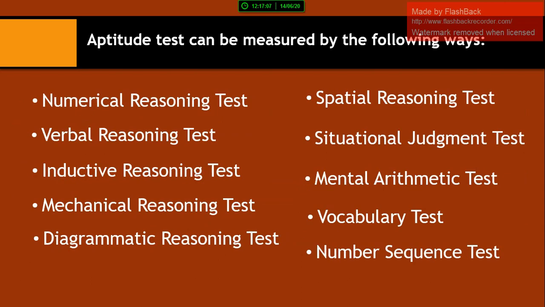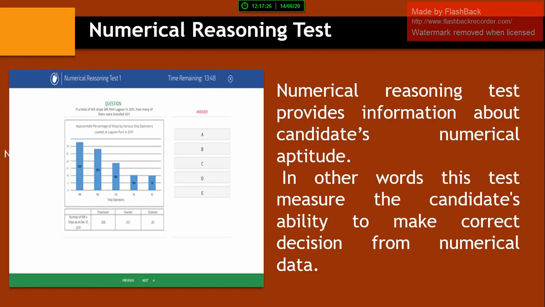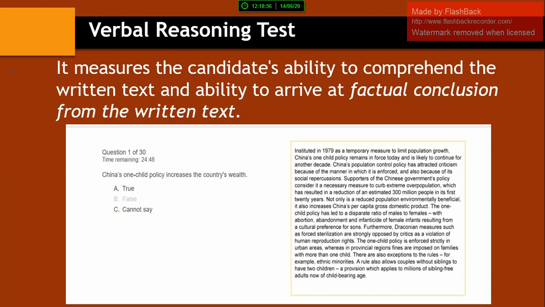The aptitude test can be conducted in the following ways: numerical reasoning test, verbal reasoning test, inductive reasoning test, mechanical reasoning test, diagrammatic reasoning test, spatial reasoning test, situational judgment test, mental arithmetic test, vocabulary test, number sequence test. First, the numerical reasoning test. Numerical data is given to the candidate, and through this numerical data the candidate has to choose the correct decision. That is the numerical reasoning test. With this test we can measure the candidate's numerical aptitude. Verbal reasoning test.